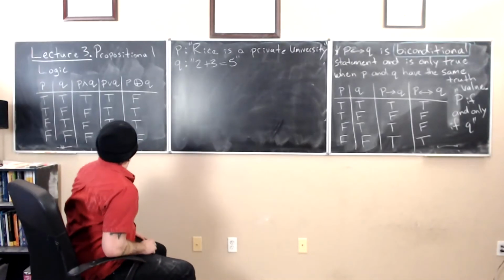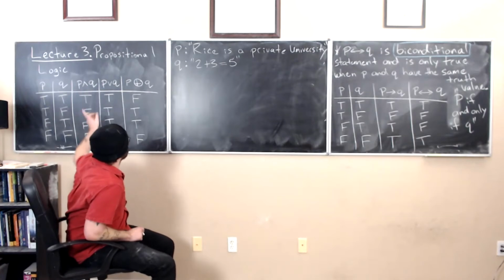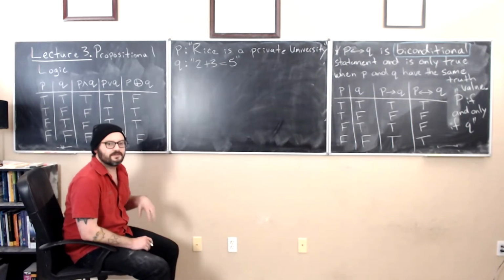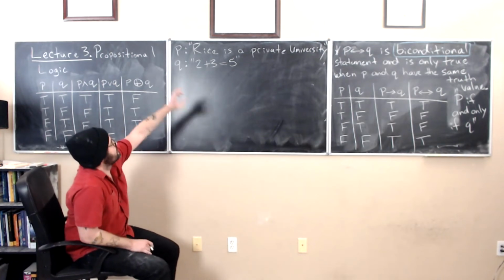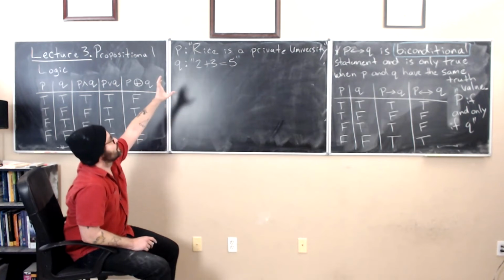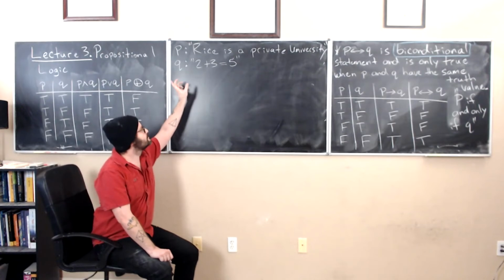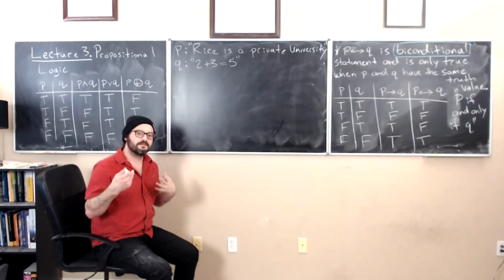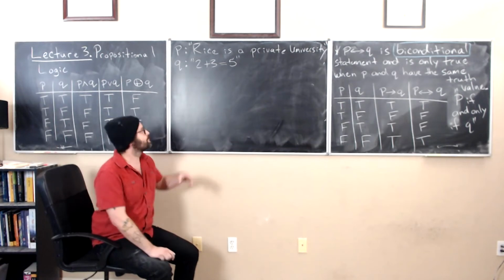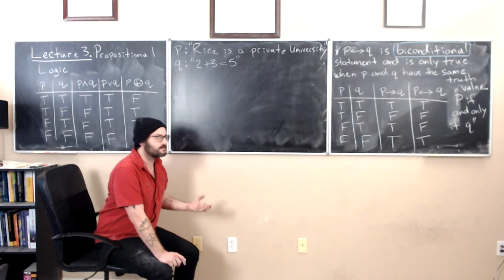So looking at the conjunction operator, does it make sense that these would be the truth values of the conjunction operation? Well, we have to read it out loud. The conjunction of P and Q is read P and Q. So the conjunction of that P and that Q would read out what? Rice is a private university, and 2 plus 3 is equal to 5. Is that true? No, it's false.